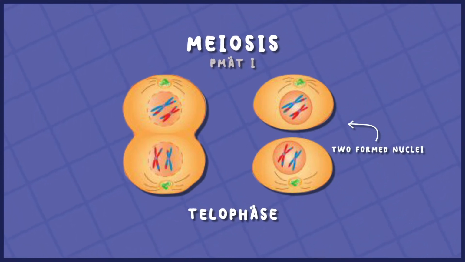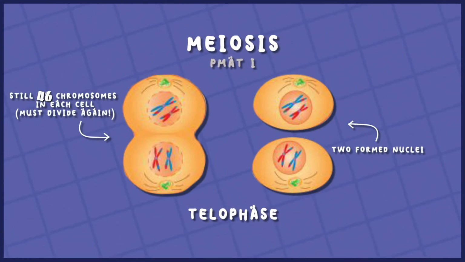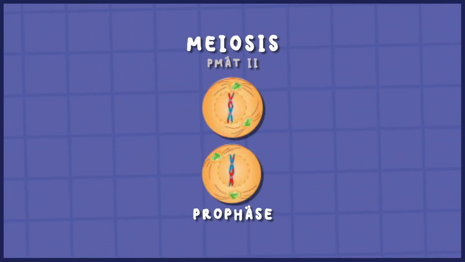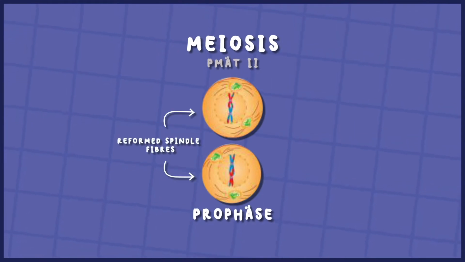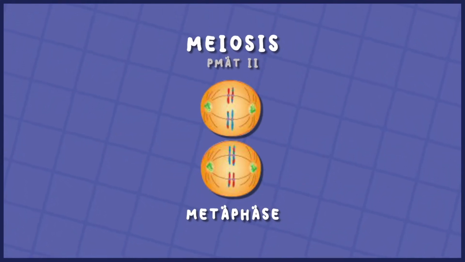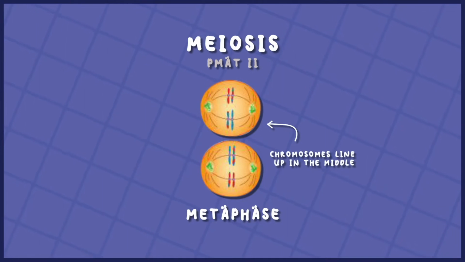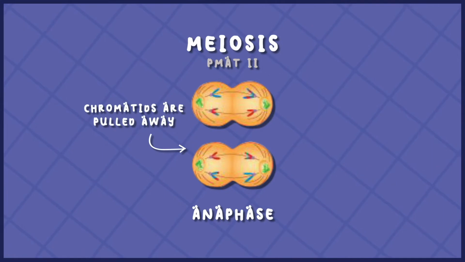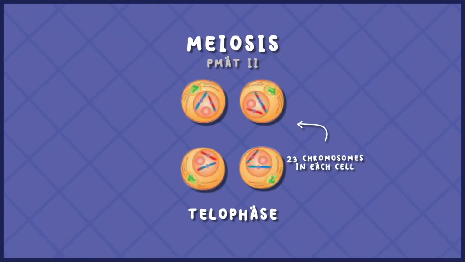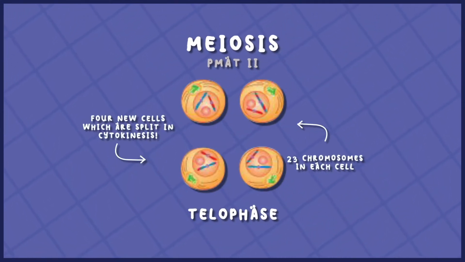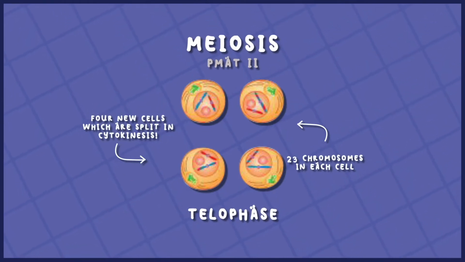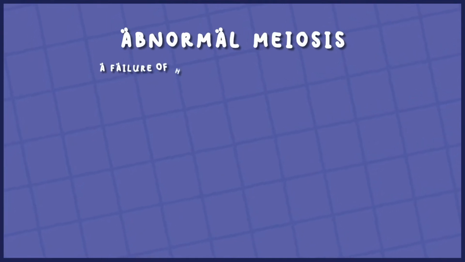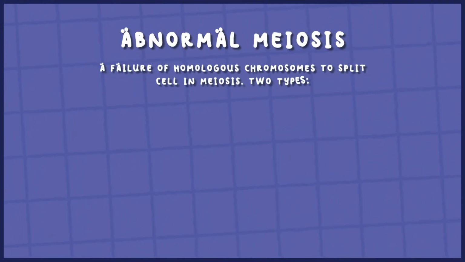However, your cell is not split yet, as you still have 46 chromosomes. This is where phase 2 or PMAT2 occurs. In prophase 2, your spindle fibers form again. In metaphase 2, your chromosomes will line up in the middle, but in anaphase 2, your chromatids will pull away. This allows there to be 23 chromosomes in telophase, and where you have 4 new cells which are split in cytokinesis.